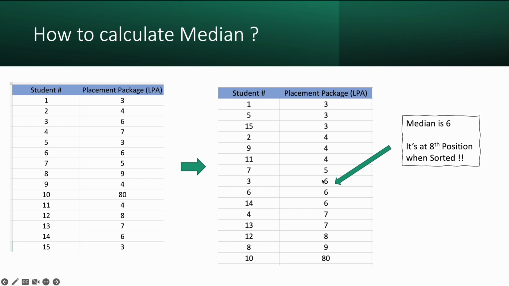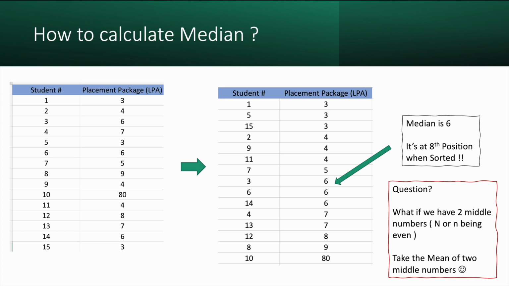The 8th position is 6 lakhs per annum. So my median for this series of data is 6. Why is it 6? This is the middle number. There are 7 numbers above that and 7 numbers below that. Okay. Friends, I hope this is clear, what is median.